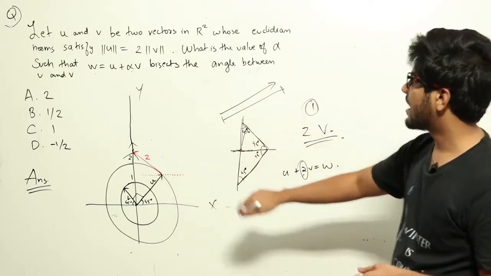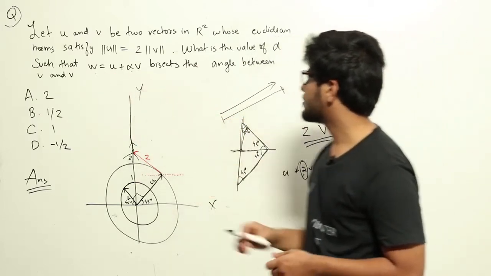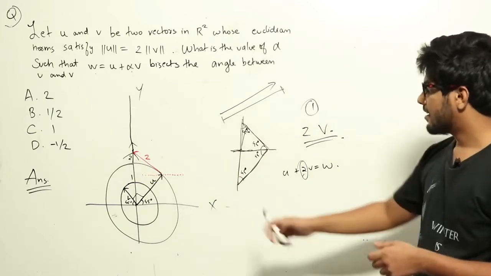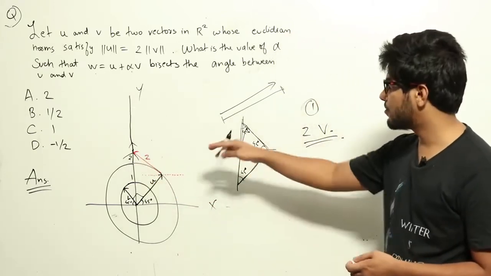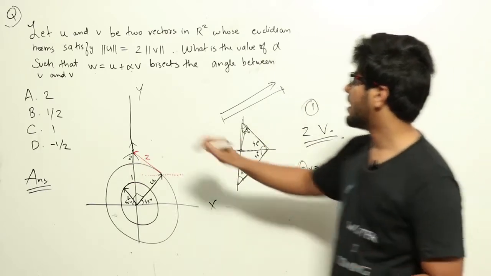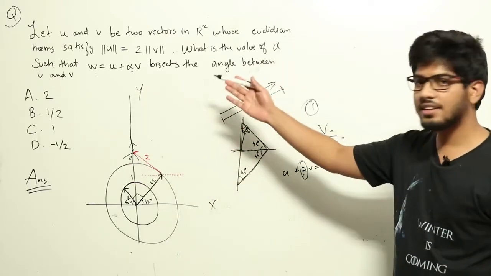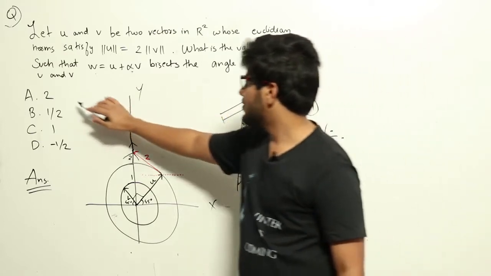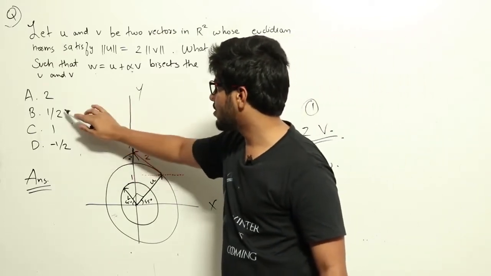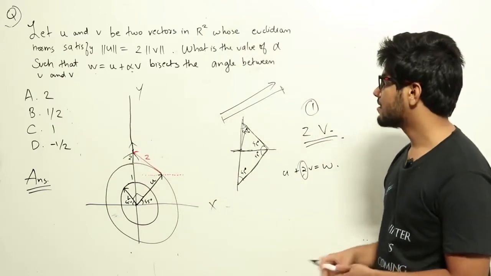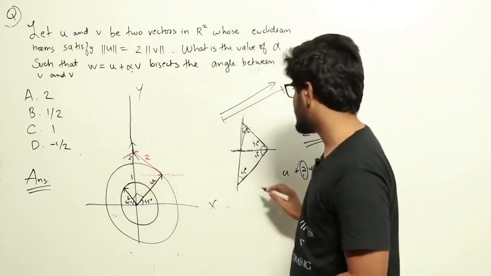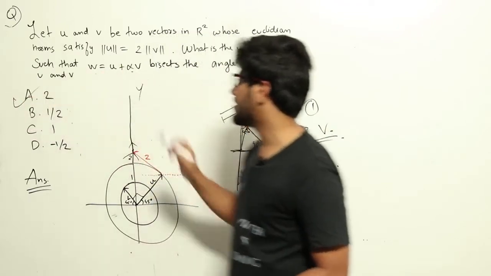Now in this example I haven't solved this question completely. I have just taken one sample example, solved it for that example, and found that alpha is 2. But in GATE they have given us options, and clearly option B, option C and option D are wrong for this question. So option A is the only correct one here. So option A is the right answer.